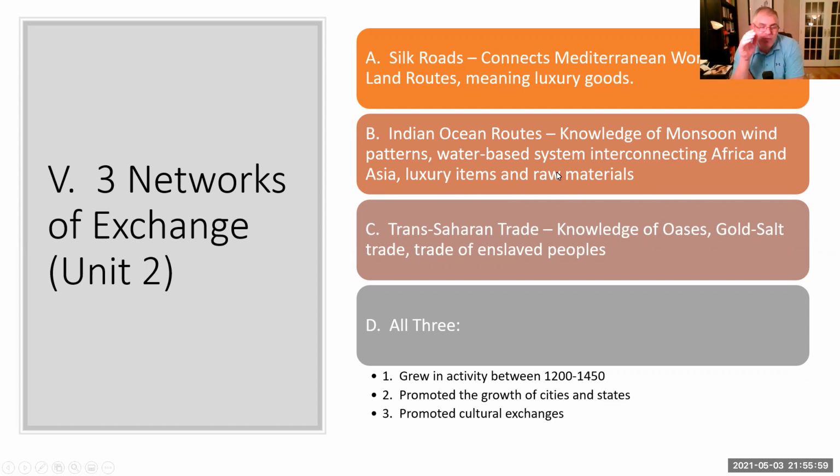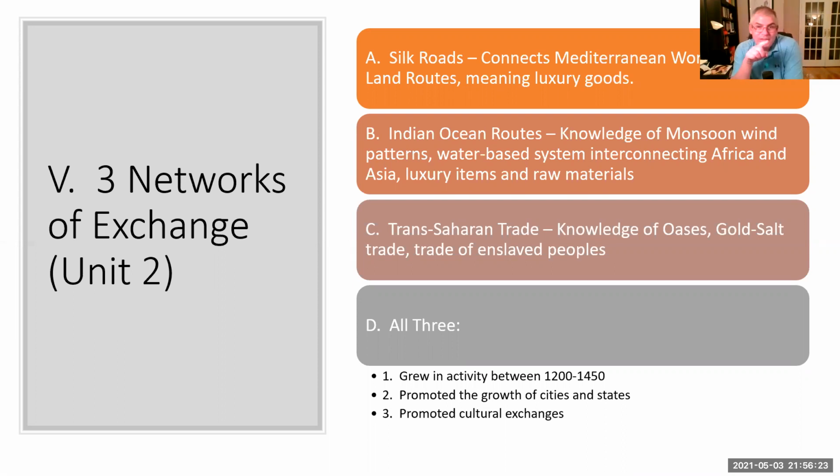One of the things that promotes the trade along the Indian Ocean trade network is the knowledge of monsoon wind patterns, which becomes critical to understanding how the winds are blowing so that you can plan your trips. Predictable travel is safer travel. Safer travel is more travel. More travel means more trade. More trade means more profit.